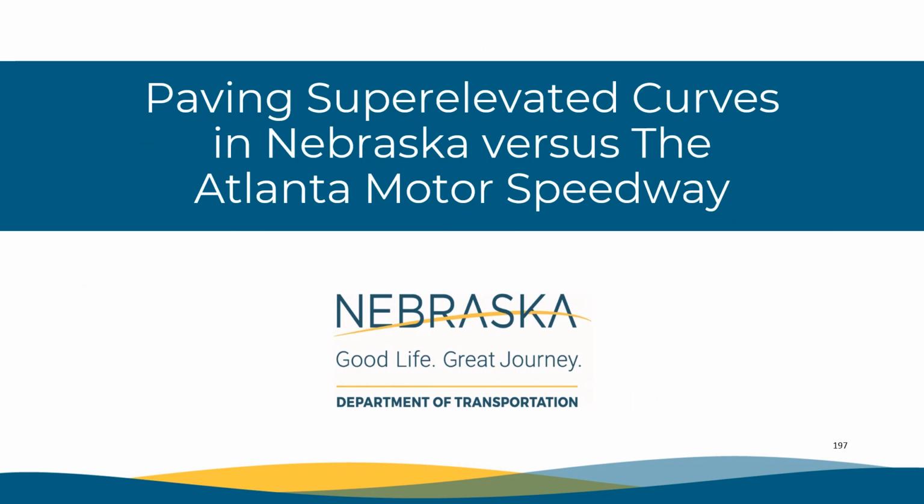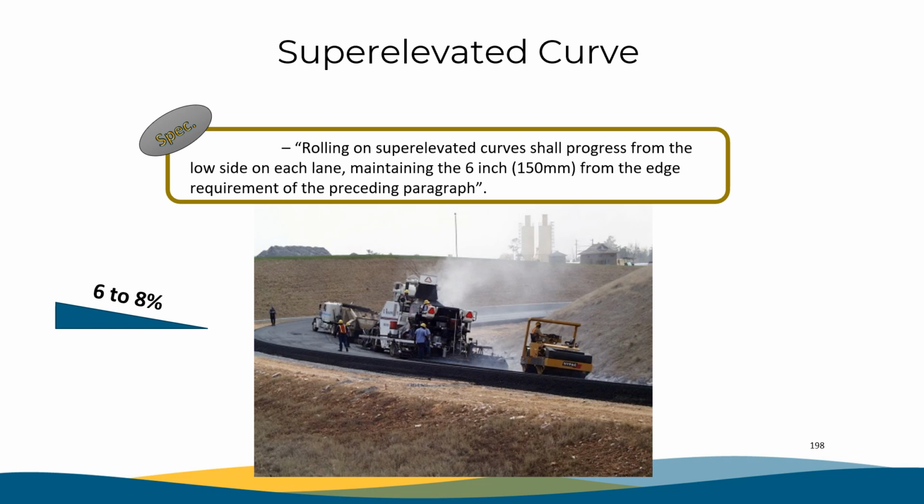Last but not least, paving super elevated curves in Nebraska versus the Atlanta Motor Speedway. As written in the standard specifications, rolling on the super elevated curves shall progress from the low side on each lane, maintaining the 6-inch from the edge requirement of the preceding paragraph.